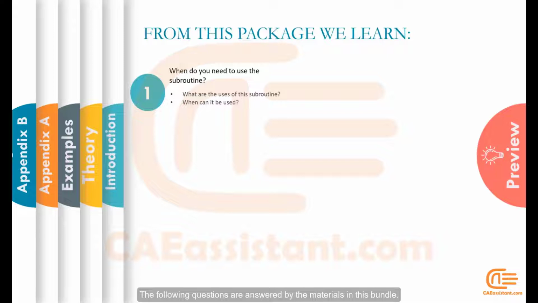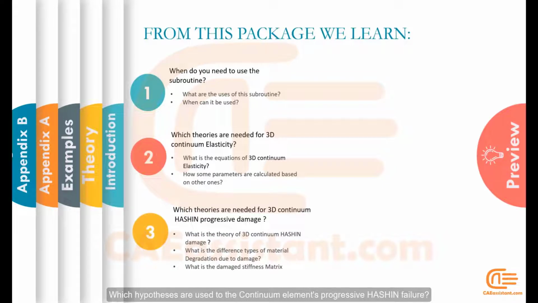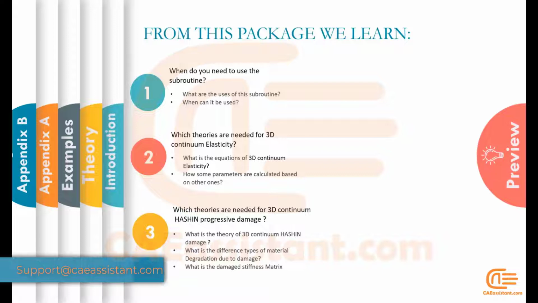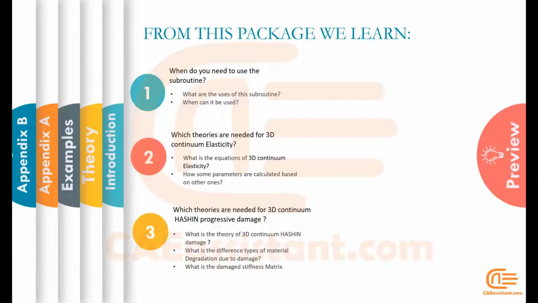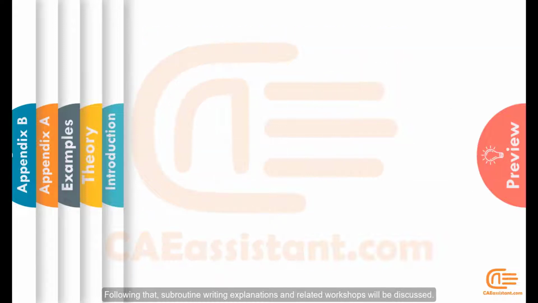The following questions are answered by the materials in this bundle. When can we use these subroutines? Which theories are applied to composite materials' three-dimensional elasticity? Which hypotheses are used for the continuum element's progressive Hashin failure? Following that, subroutine writing explanations and related workshops will be discussed.